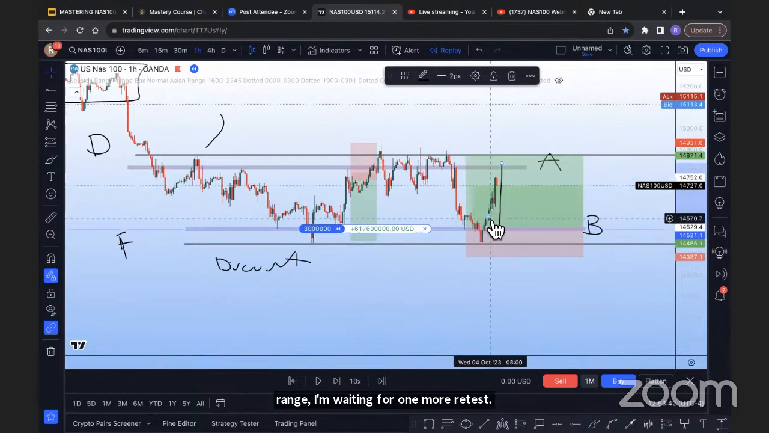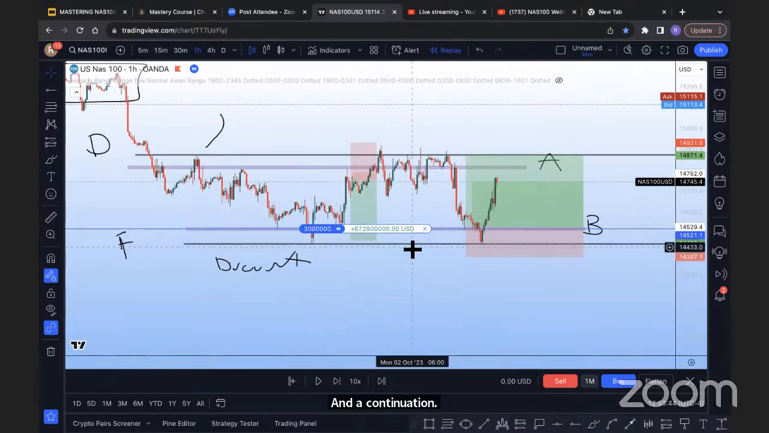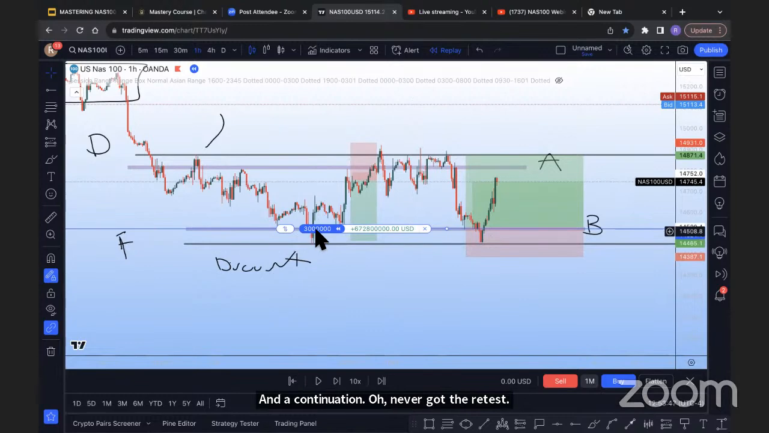Oh, never got the retest. I have a million lots. I have 30 million lots open. What is this?